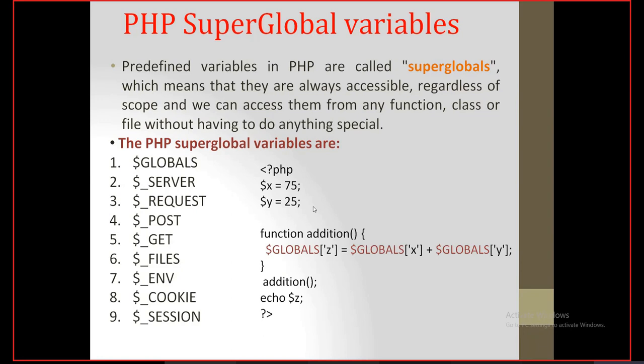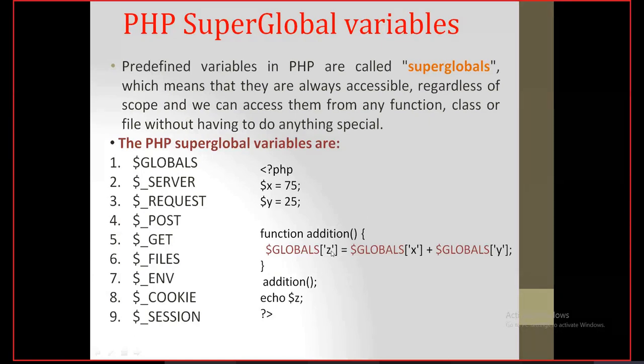You can see an example over here in which we have written a PHP script. We have two variables x and y with their respective values, and in the function we are treating x and y as super global variable, right, with the use of the GLOBALS super global variable, and we are storing that value in another global variable called z. Understood? And then we are trying to print that value of z from outside the function.